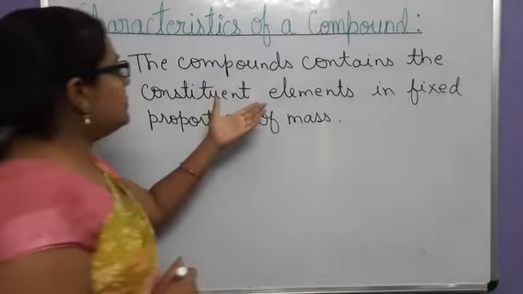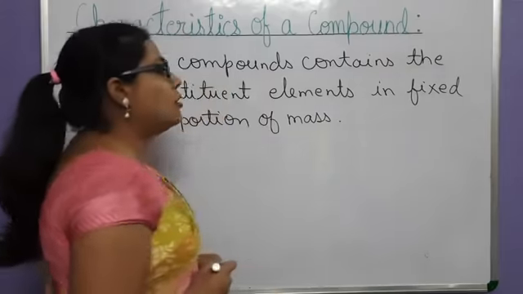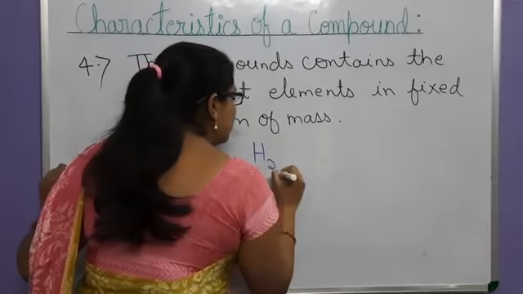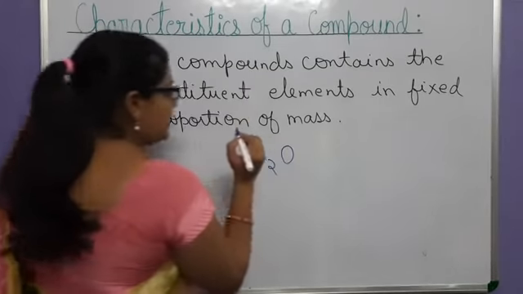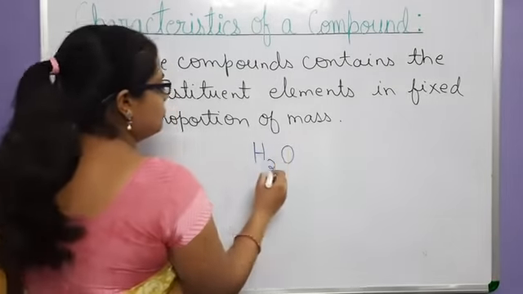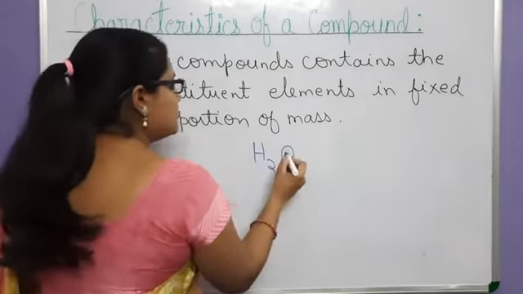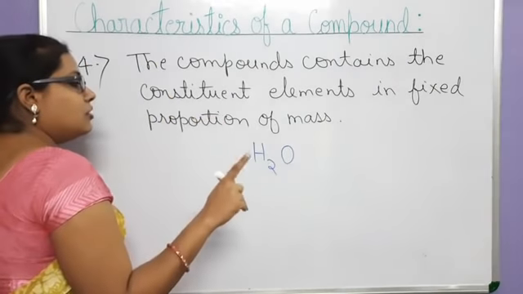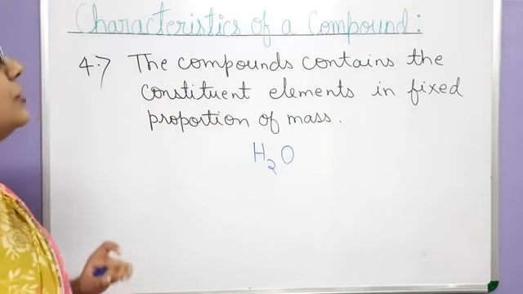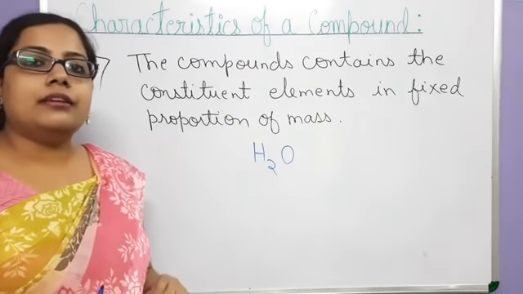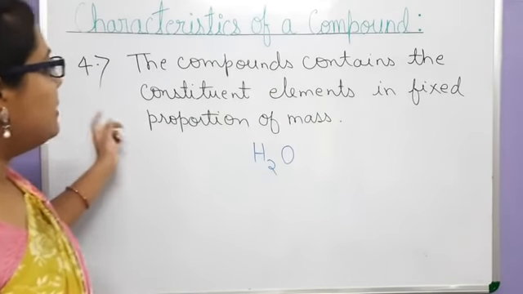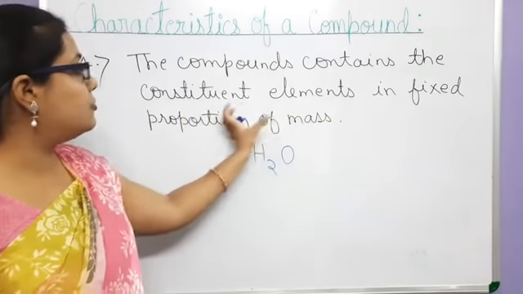So let us understand the meaning of this sentence with the help of the water molecule. We are taking the basic example of the water molecule. You have already seen how many atoms of hydrogen are present in a water molecule: 2, and 1 atom of oxygen is present in 1 molecule of water. Here we are going to talk about the atomic mass ratio.